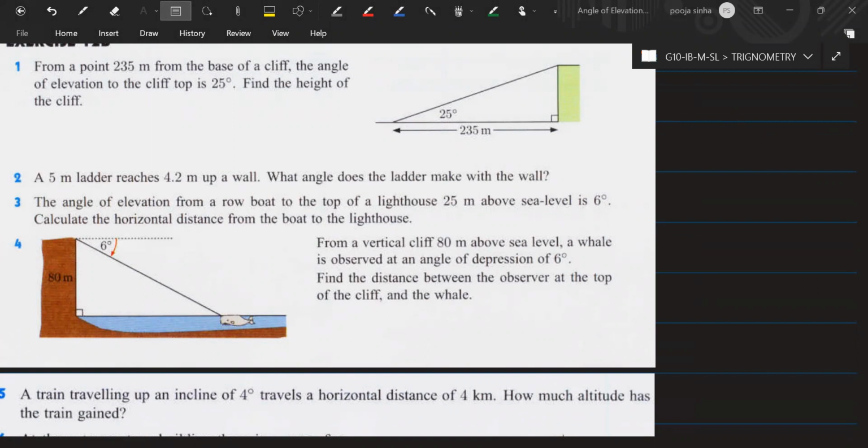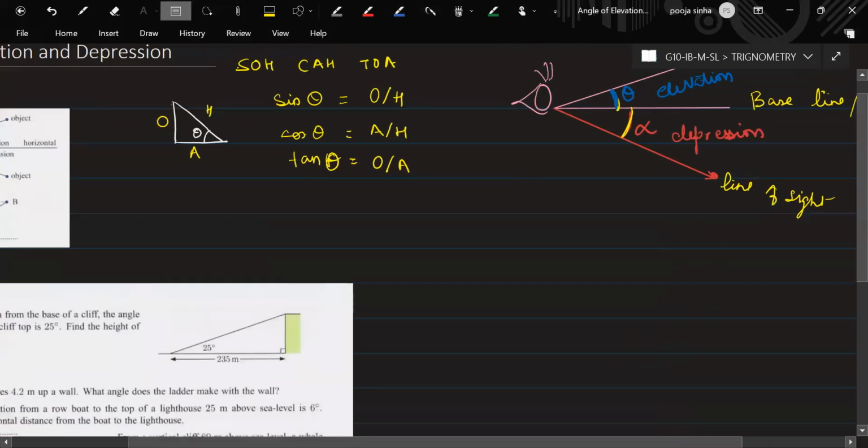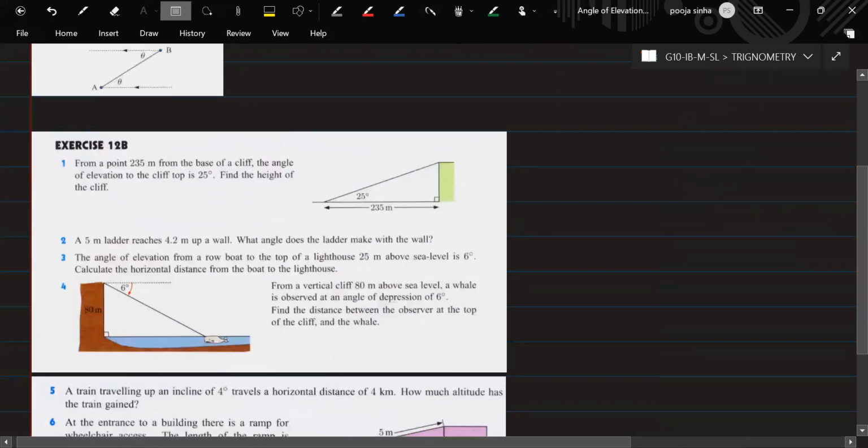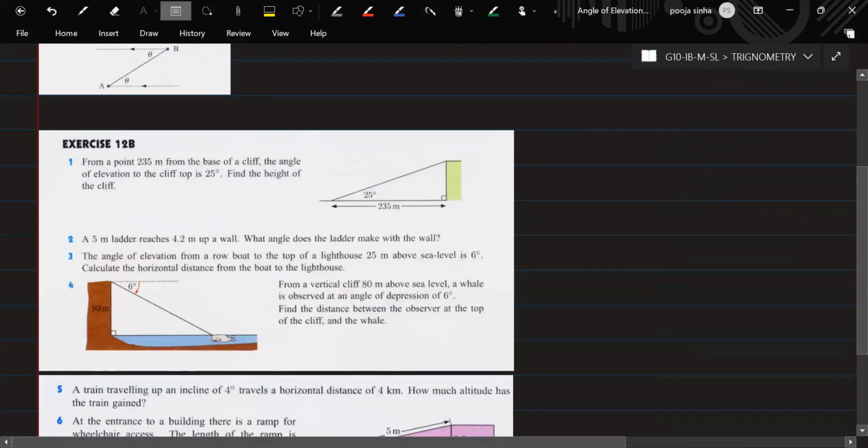Okay, one important concept, one more thing. You are at the top, okay? And I'll take an example here. Let's look at the first question. Can you read it out for me?